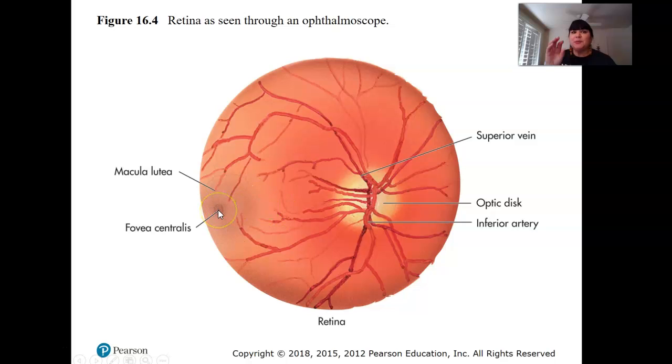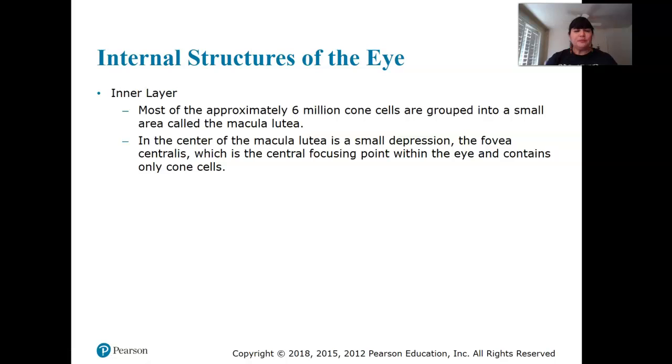Fovea centralis, that's the place where there's acute vision, and that's where there are a lot of photoreceptors. Optic disc, that is where the optic nerve is going to exit the eye, and we're talking about the back. So they can look at the blood vessels, they can look if there are any disorders, they can even see possibly if there are brain tumors, they can see the fluid, the pressure in the eye, which can tell them a lot of things.